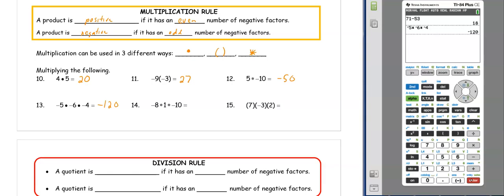In 14, we have negative 8 times 1 times negative 10. So we have 2 negative numbers this time, which means we should end with a positive solution. So negative 8 times 1 is negative 8 times negative 10 gets us 80. In 15, we have 7 times negative 3 times 2. So we have one negative number, so we should get a negative solution at the end. So 7 times negative 3 is negative 21, times 2 is negative 42.